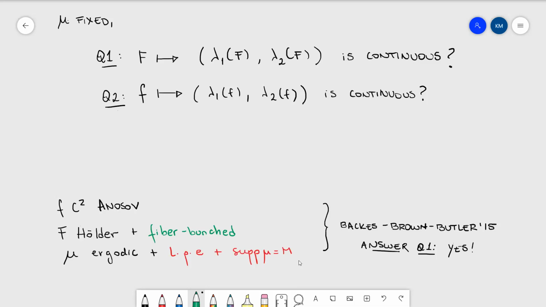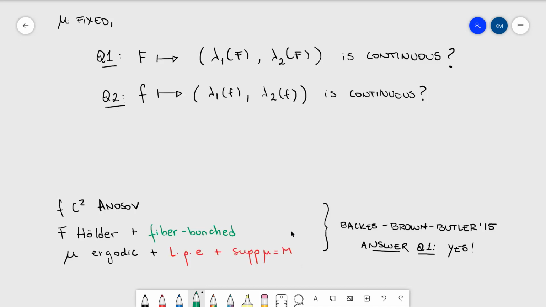So here, maybe it would be useful to put that here, but the linear cocycle is 2-dimensional. I'm asking for the linear cocycle to be Hölder and fiber bunched, and I'm asking for the measure a little bit more of being ergodic. I have this local product structure and its full support in order to be able to repeat that type of Hopf argument.